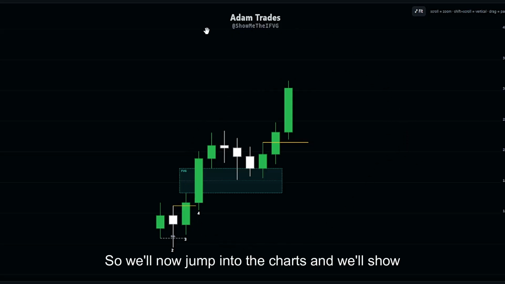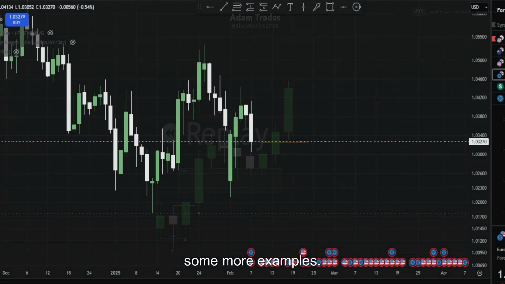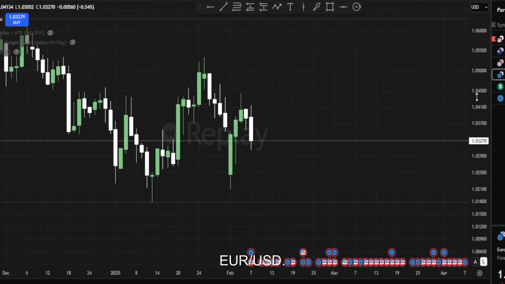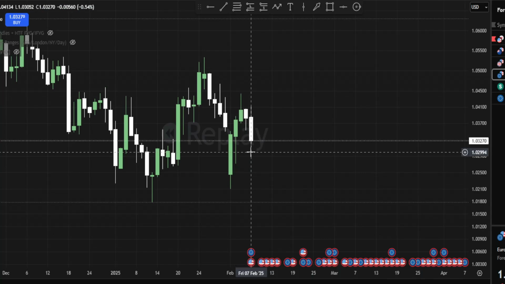So we'll now jump into the charts and we'll show some more examples. Okay, so here's the first example. We'll go to Euro USD. This is, if you would like to follow along, February 7th.